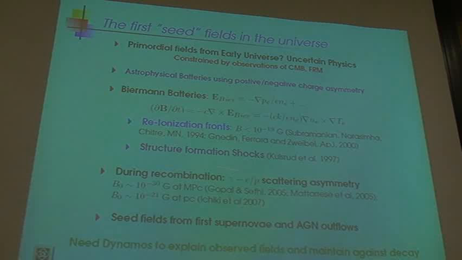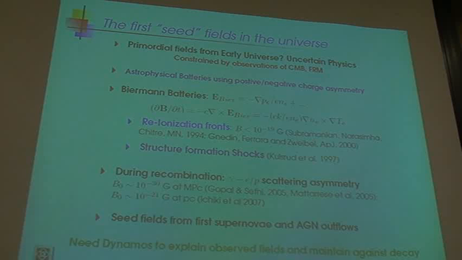As I said, there are also batteries due to gamma electron-proton scattering asymmetry. People normally do not worry too much about these first batteries because they always assume that the first stars and the first active galaxies, through their outflows, will seed the first galaxies with magnetic fields. But this, of course, puts the problem somewhere else. You need to know, how did the first star get its seed field? Or how did the first AGN accretion disk get its seed field? So you're just pushing the problem back.